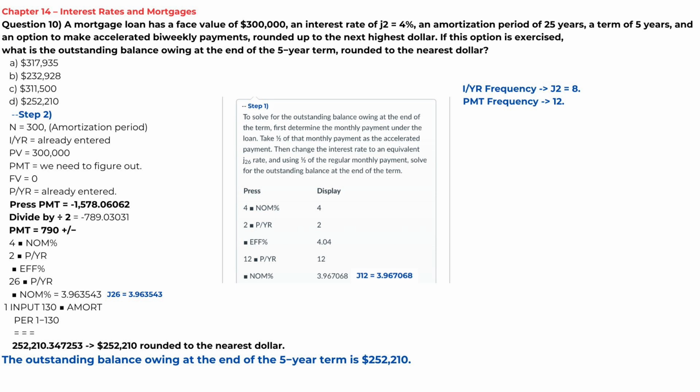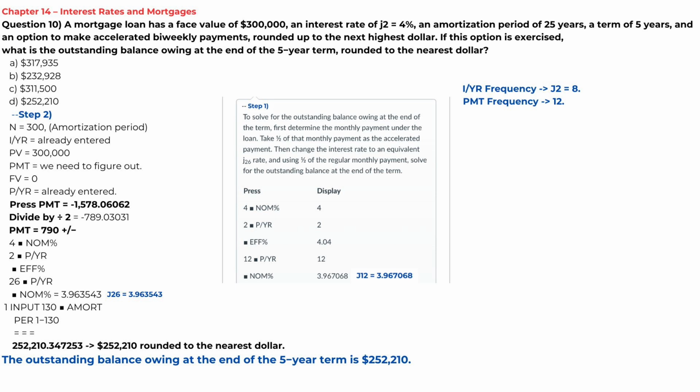Now let's find our accelerated biweekly rate, which is J26. 4 shift NOM. 2 shift PYR. Shift effective. 26 shift PYR. Shift NOM. Calculator displays J26 equals 3.963543. Final step, let's find the outstanding balance at the end of the 5-year term based on the question. So in 5 years we had 26 payments per year, which is 5 times 26 equals 130.